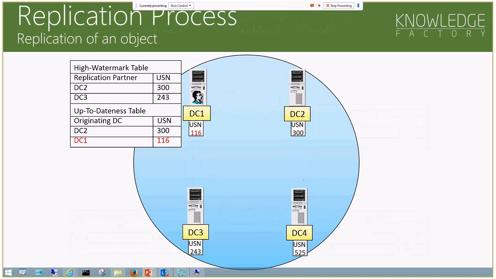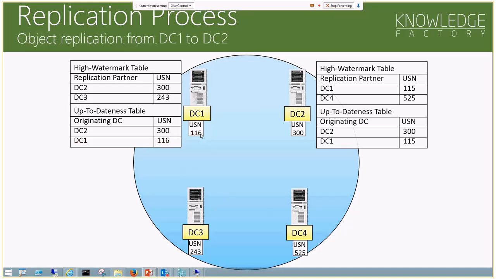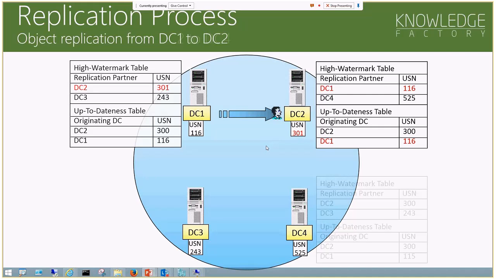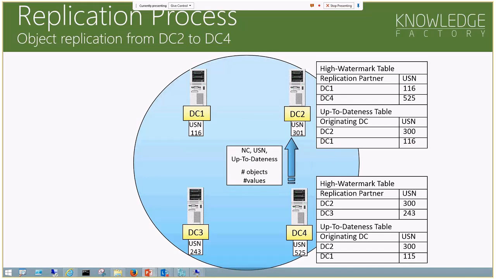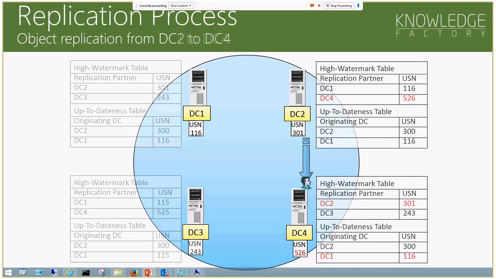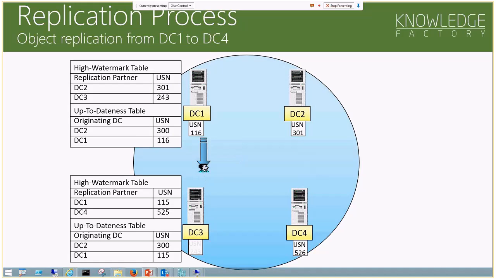As I did and showed you in the environment, I added a DC, so I get a new USN number. I notify, and the partner sends back the metadata to compare what it needs. I get the user, and I update the high watermark and up-to-dateness table, because now I know you're up to 116. Same here. Replication continues, updates, and there you go. We have a full replication circle.